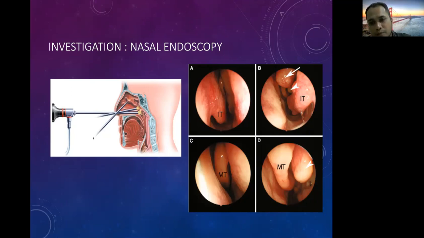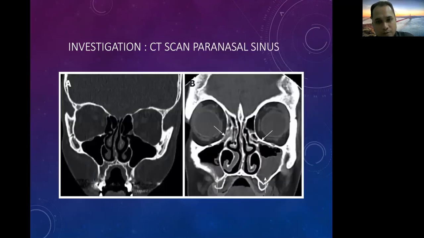We can see clearly the inferior turbinate, the middle turbinate, and the space between them, which is the osteomeatal complex. In this area, if there is any polyp or mucopurulent discharge, this area will be affected. We can see up to the posterior part of the nose, which is the nasopharynx. We can differentiate whether there is any obstruction of the posterior choana that may be due to a mass arising from the nasopharynx. Using nasal endoscopy, we can also take a biopsy if we suspect the patient has a mass causing nasal obstruction.